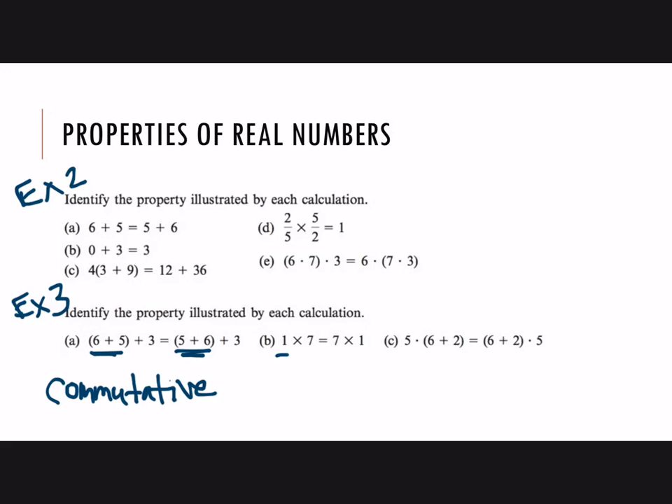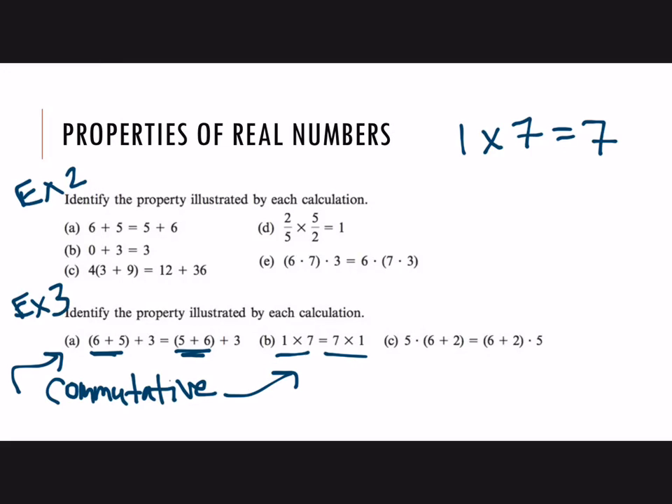In B, this one might be tempting to say is the identity property because you see a 1 times 7. But the identity property says that 1 times 7 equals 7. This one is not that. This one, again, is an example of the commutative property. The order of the 1 and the 7 have switched.